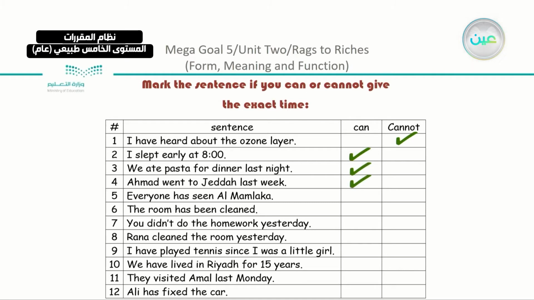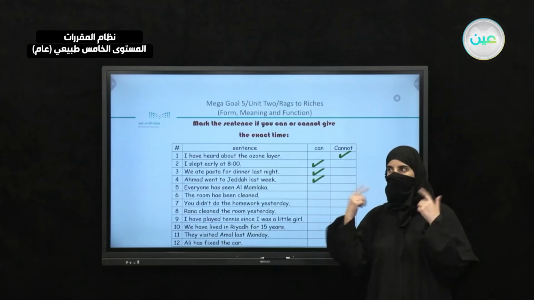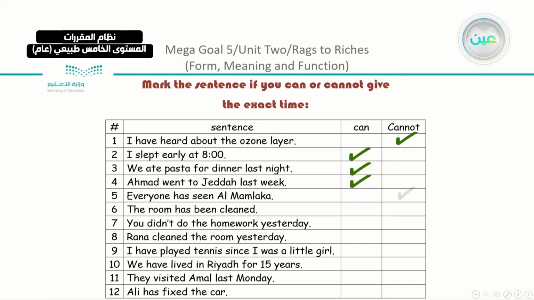Everyone has seen Al-Mamlaka. Can we give the exact time for seeing Al-Mamlaka? We cannot. The room has been cleaned. Is it mentioned when the room was cleaned? No. So it cannot. Number 7, you didn't do the homework yesterday. From the word yesterday, we can give the exact time. Rana cleaned the room yesterday. Also from the word yesterday, we have the exact time. I have played tennis since I was a little girl. A little girl here is just a reference, but it is not exact, so I cannot.